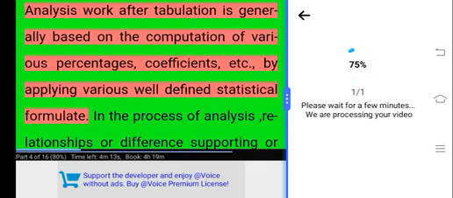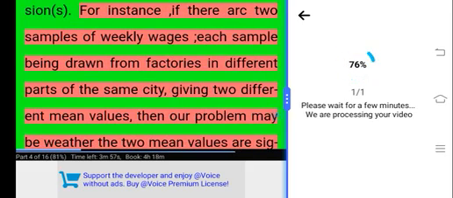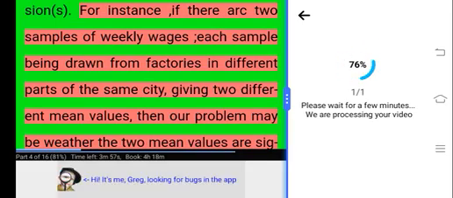Analysis work after tabulation is generally based on the computation of various percentages, coefficients, etc., by applying various well-defined statistical formulae. In the process of analysis, relationships or differences supporting or conflicting with original or new hypotheses should be subjected to tests of significance to determine with what validity data can be said to indicate any conclusions. For instance, if there are samples of weekly wages, each sample being drawn from factories in different parts of the same city, giving 2 different mean values, then our problem may be whether the 2 mean values are significantly different or the difference is just a matter of chance.